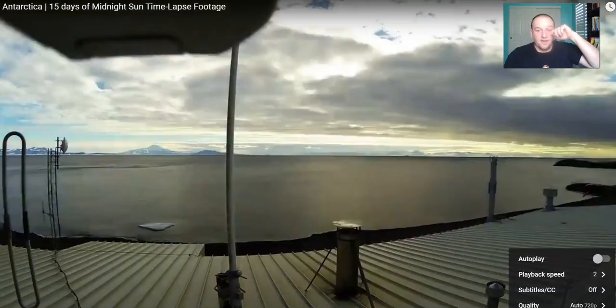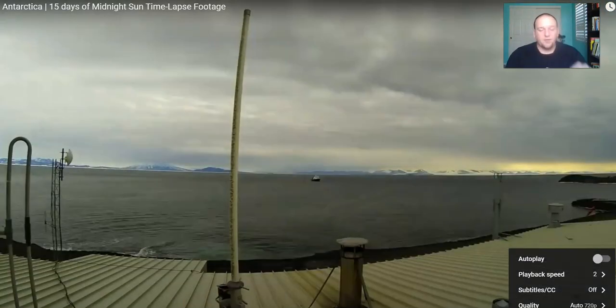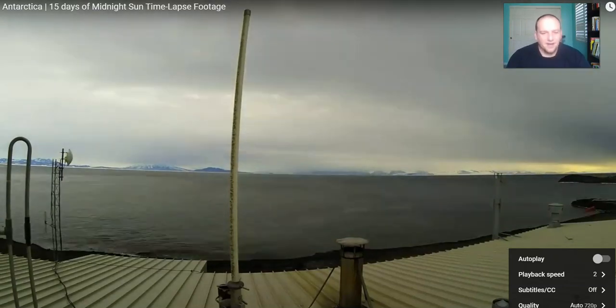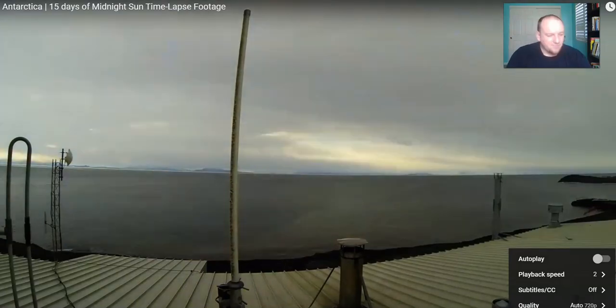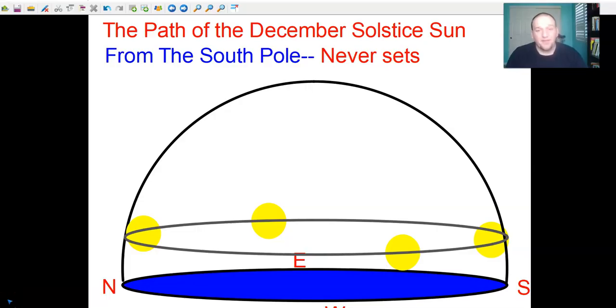So here comes the sun, again going the wrong direction, if you will, for us in the north. Still gets cloudy, but we saw the sun going right to left instead of left to right. All right. Again, here's the path of the sun on the December solstice from the South Pole. It's 23.5 degrees above the horizon, and it never sets.